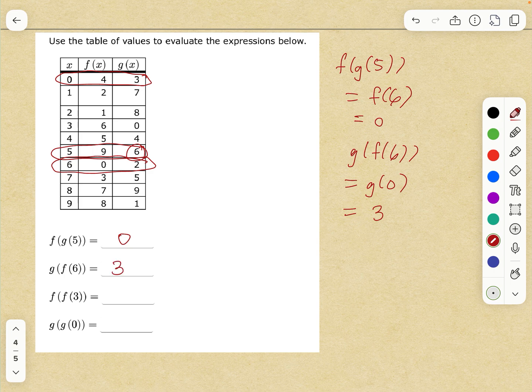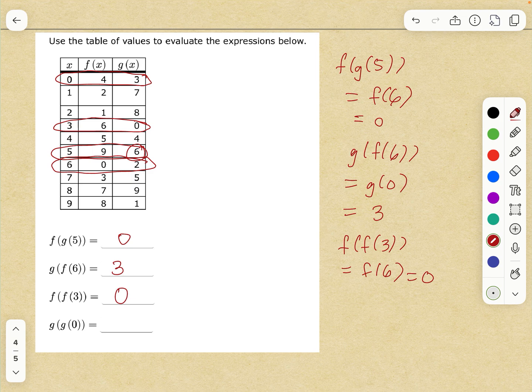For f of 3, I look at the row where x is 3. So when x is 3, what's f of x? 6. So f of 3 is equal to f of 6. F of 6 is, well, we already saw that that's equal to 0. So f of 3 is 0.